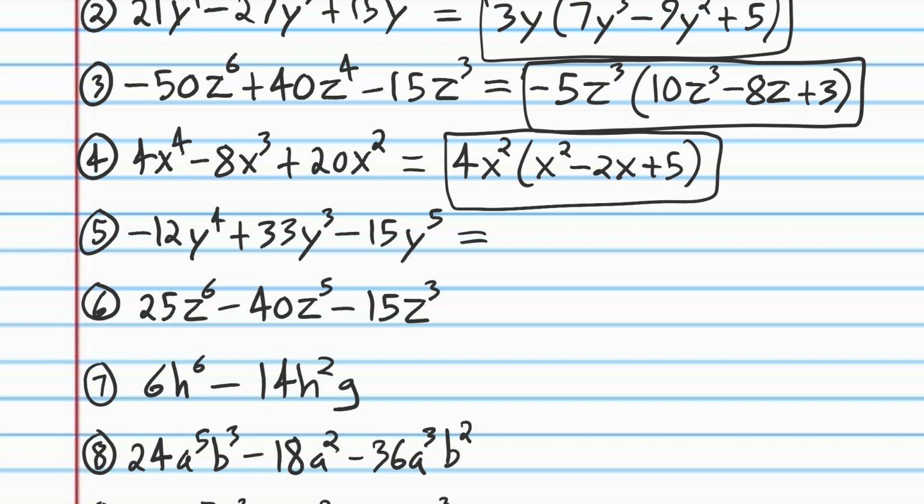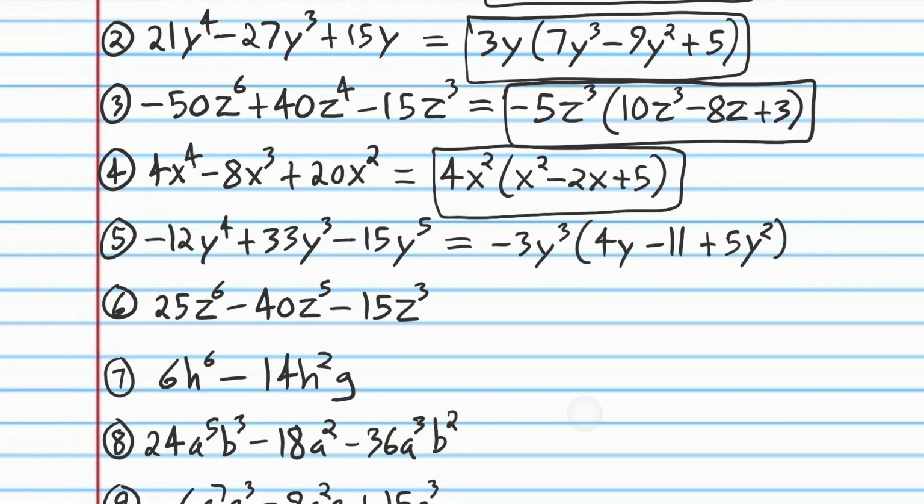All right, we're back. So the greatest common factor is negative 3y to the 3rd power. Now I'm going to double check that, make sure I did it correctly. So I'm multiplying back in my head. And everything looks correct. I did negative 3y cubed times 4y, and I got negative 12y to the fourth. And I multiplied negative 3y cubed times negative 11, and I got positive 33y cubed. Negative 3y cubed times 5y squared, and I got negative 15y to the fifth. So that's how you check your answer to make sure that you did it correctly.